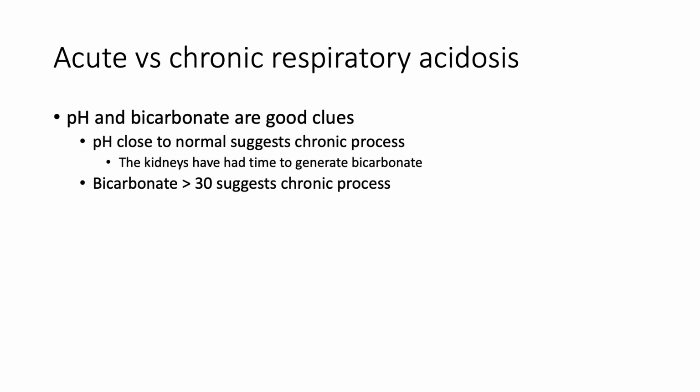Now, when you're trying to decide if someone has an acute versus chronic respiratory acidosis, you can just do the math to figure it out, but you could also look at the pH, and if it's close to normal, then that suggests that this is probably more of a chronic process because the kidneys have had time to generate bicarbonate to get the pH closer to normal. Also, if you see that the bicarbonate is over 30, it's also probably a chronic process.